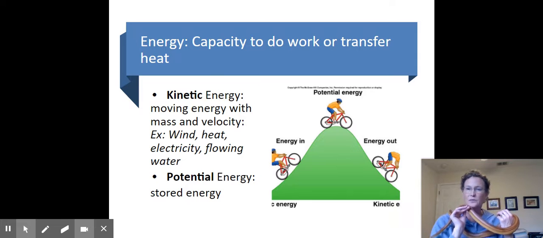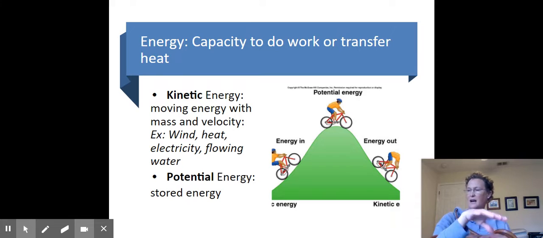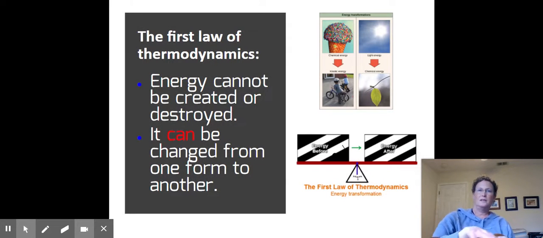I always talk about this with a rubber band. When you have that taut, that's potential energy. When you let it go, that is kinetic energy. So you're writing kinetic and potential down in your notes. The first law of thermodynamics is that energy cannot be created or destroyed, but it can be changed from one form to another. So that's the first law.